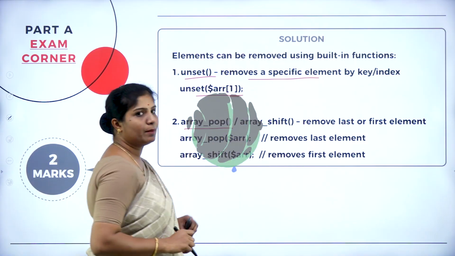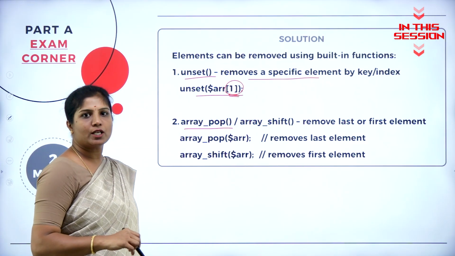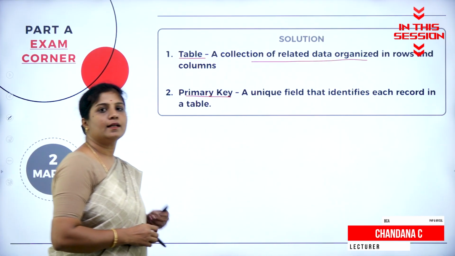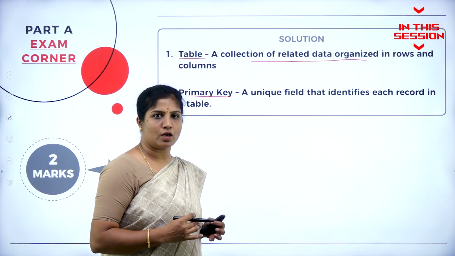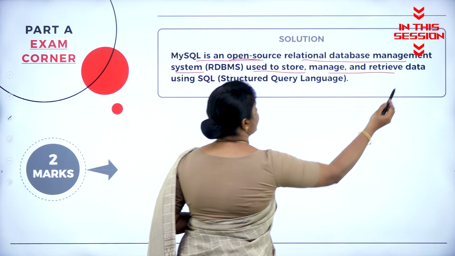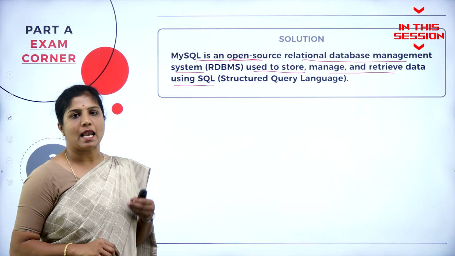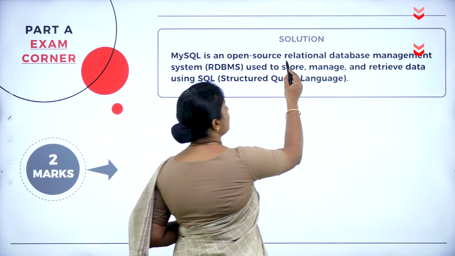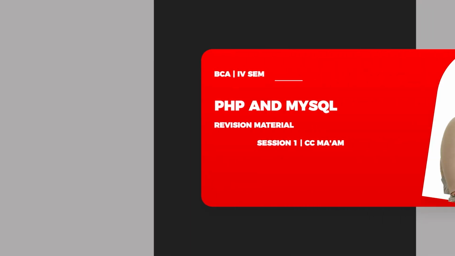So whichever the element is present in the index 1, so that element is going to be removed. Table is nothing but a collection of related data which is organized in the form of rows and columns. So it is used to store, manage and retrieve data using the structured query language. MySQL is an open source relational database management system, that is RDBMS.